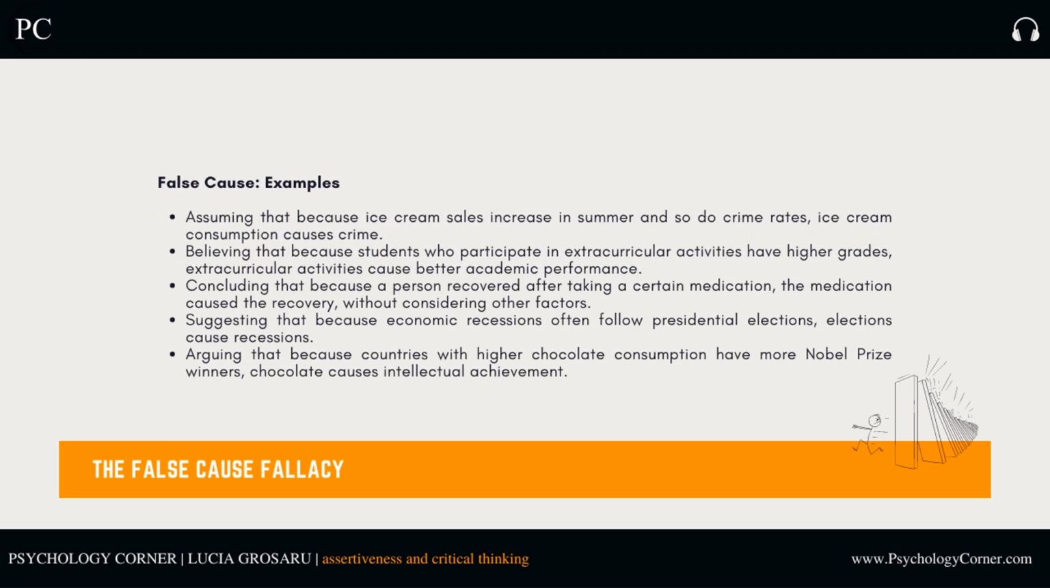False cause. Examples. Assuming that because ice cream sales increase in summer and so do crime rates, ice cream consumption causes crime. Believing that because students who participate in extracurricular activities have higher grades, extracurricular activities cause better academic performance. Concluding that because a person recovered after taking a certain medication, the medication caused the recovery, without considering other factors.